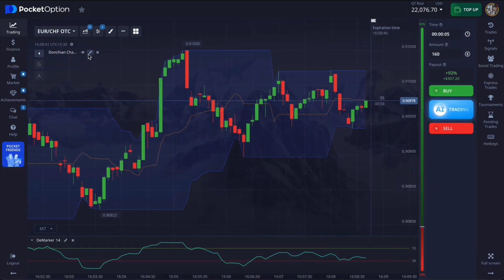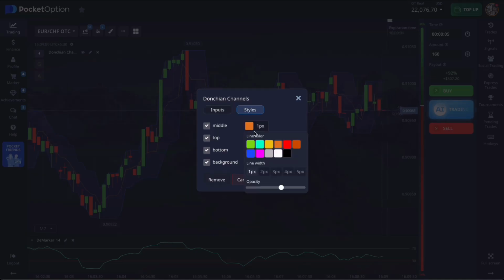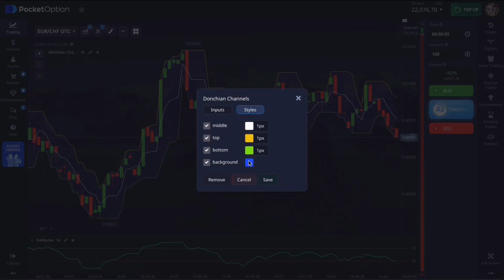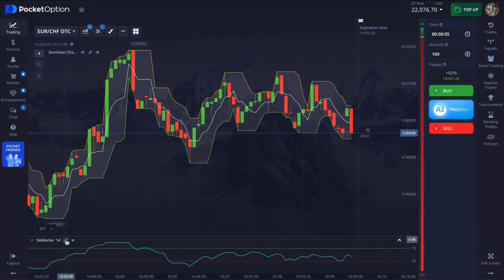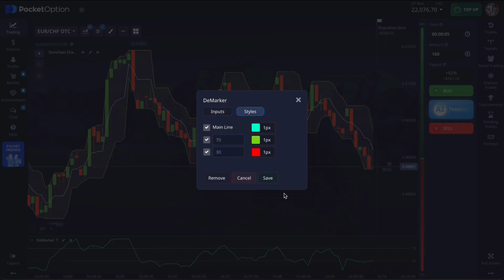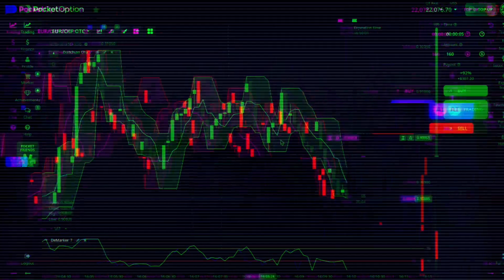First of all go to the settings of Donchian channel, and set the period settings to 5. After that I am going to make some changes in the colors too. If you like it then you can do it too. And then save it. After this we have to make changes in the settings of the DeMarker indicator. Here set the period to 7, there is no need to make much changes in its color settings, and then save it too, and here all our indicators are set.